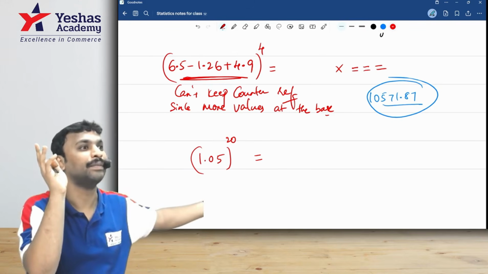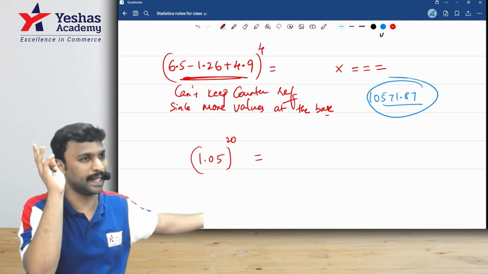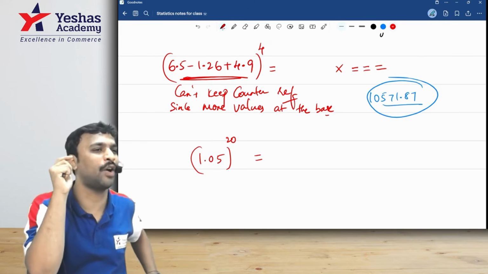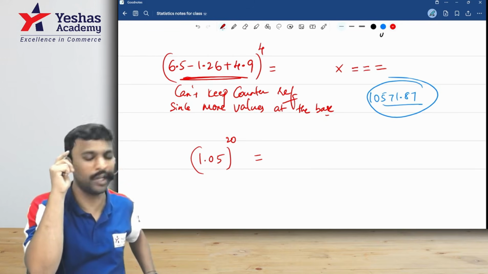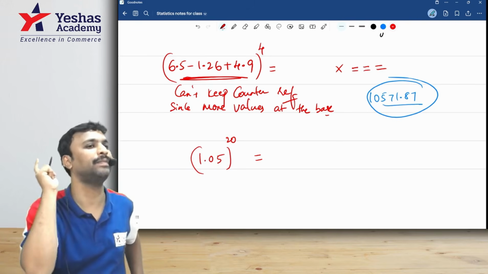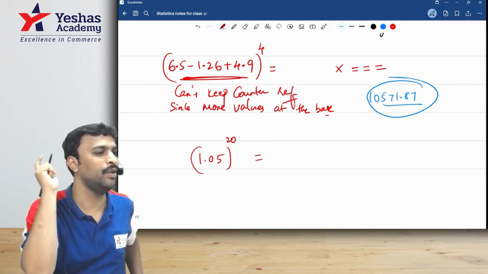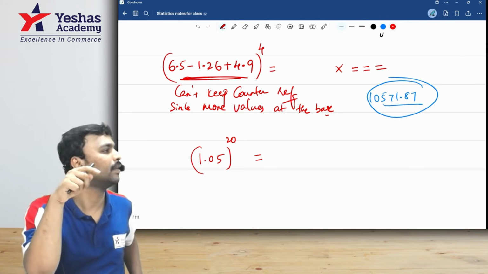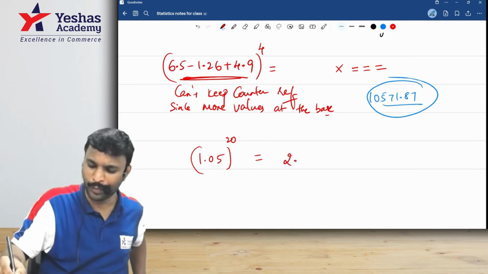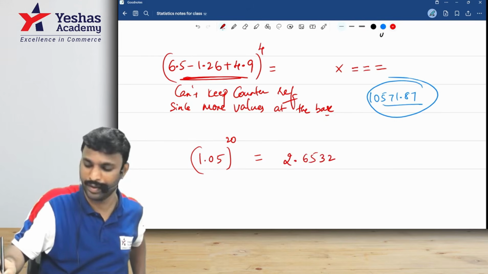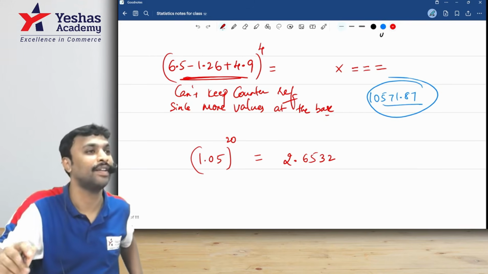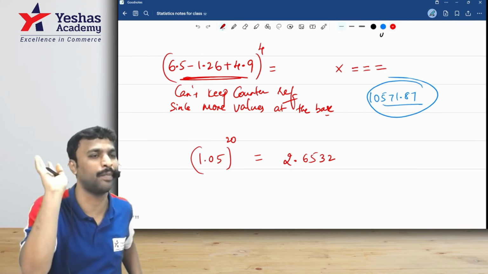Base value is single. Power is 20. So what should be the counter number? 21. What to do? Type 1.05, press into, keep pressing equal. Do it faster. Nothing will happen. Up to 20. 2.65. Okay. Enough. Four digits after the decimal point.